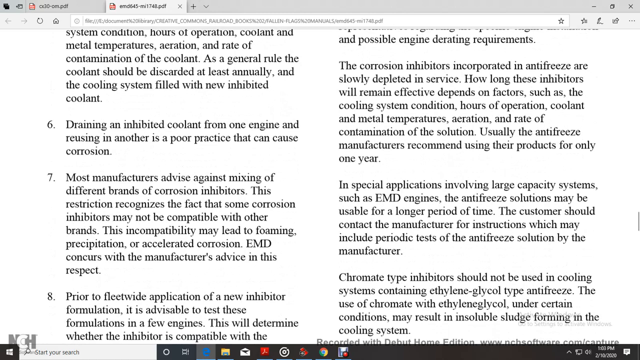The corrosion inhibitors incorporated in the antifreeze are slowly depleted, and how long the inhibitors remain effective depends on factors such as cooling system conditions, hours of operation, coolant metal temperature, aeration rates, and contamination. Usually an antifreeze manufacturer recommends using the product only for 1 year. In special applications involving a large capacity system, such as Electro-Motive Division, the antifreeze solution may be used a longer period of time. The customer should contact the manufacturer for instructions, which may include periodic testing.